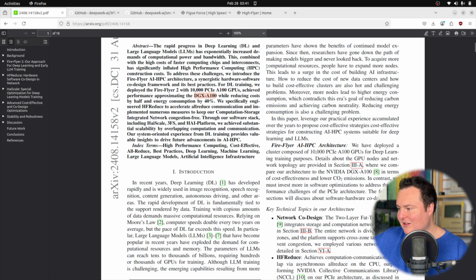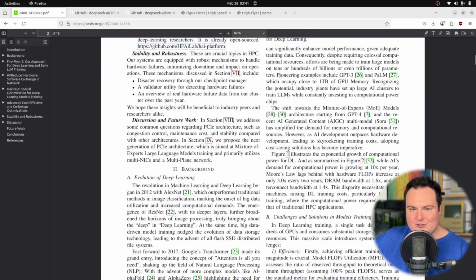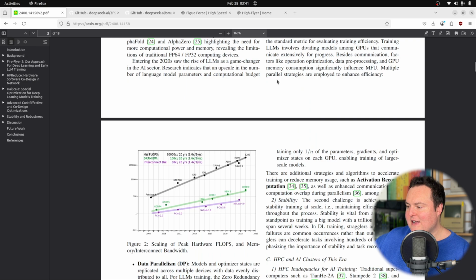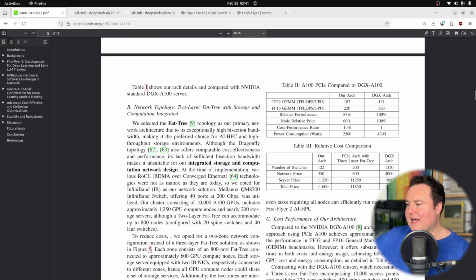Apologize, let me try to zoom in a little. So basically, they talk about the Firefly AI HPC architecture, a cluster composed of 10,000 PCIe A100 GPUs. But if we scroll down here, we can see that they do a comparison between the performance relative to the cost and things of that sort compared to the DGX cluster, which we can see right here. And if we scroll down, we will see that it got 83% relative performance to the DGX.